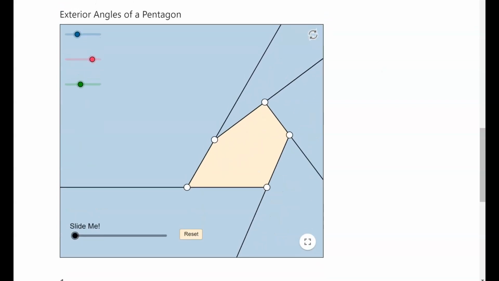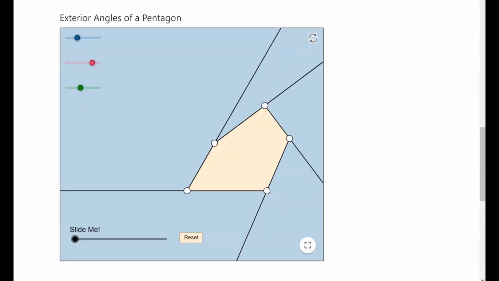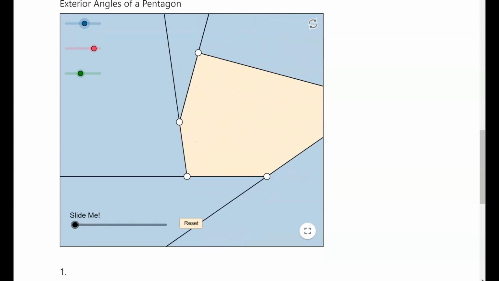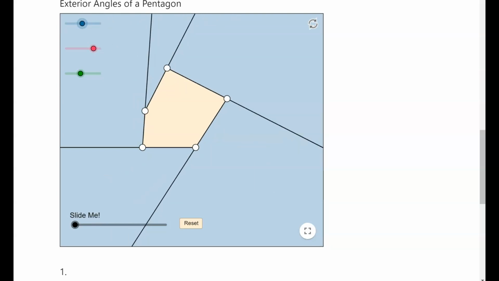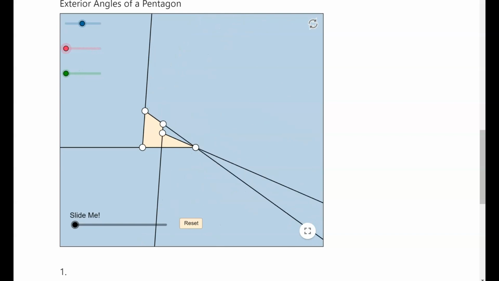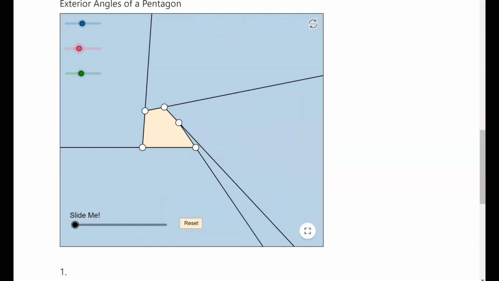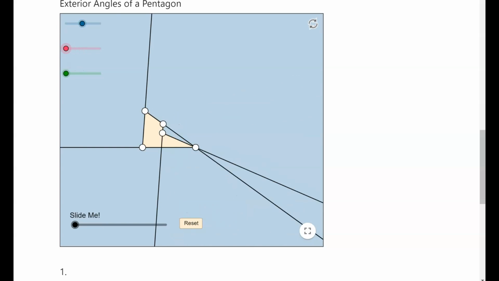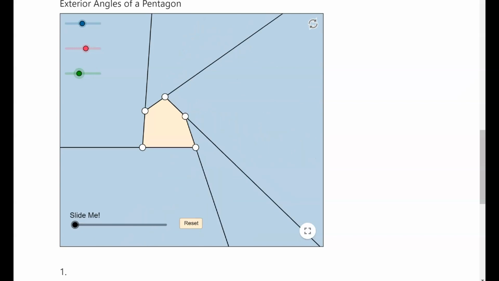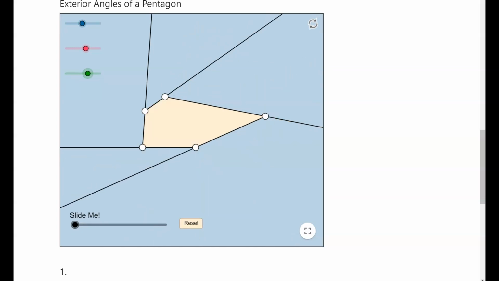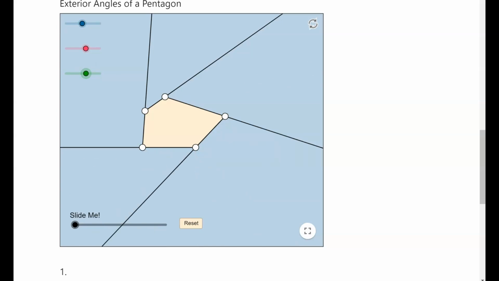All right, this last one's a pentagon. So here's where we want to be careful. As we play around with these different sliders, if this happens, where it almost looks like it gets kicked in, this is what we call a concave pentagon, and it will only be true for a convex pentagon. So we want to make sure that if you were to connect the vertices, there wouldn't be any vertex underneath that line on the inside of the shape.